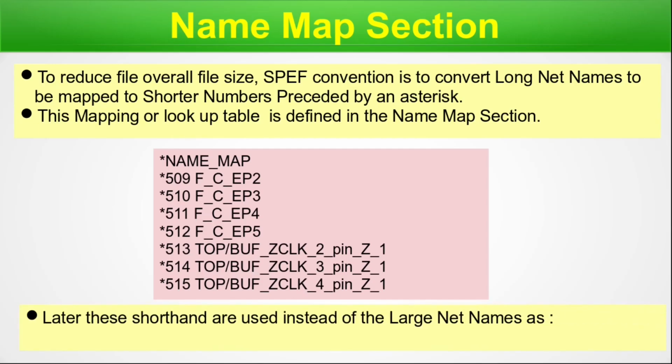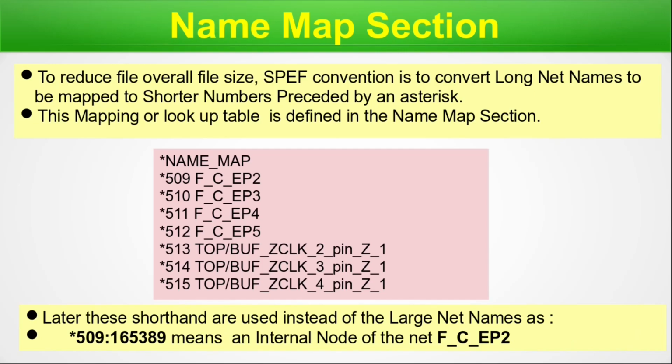Later, these shorthands are used instead of the large net names, like star:509:16538, which means an internal node of the net F_C_EP2. So guys, we are done with this particular slide.